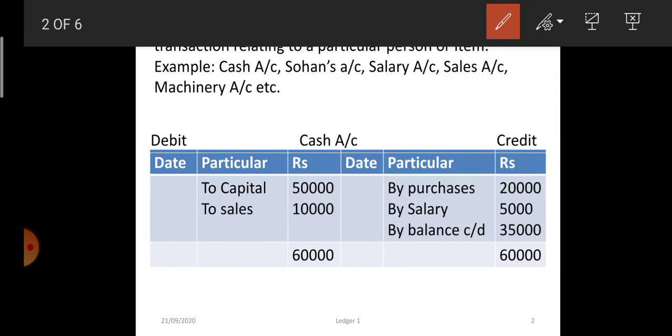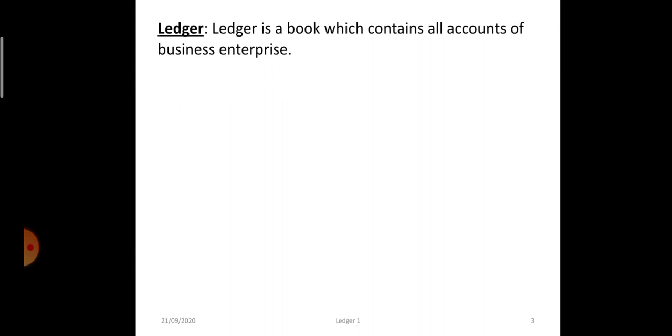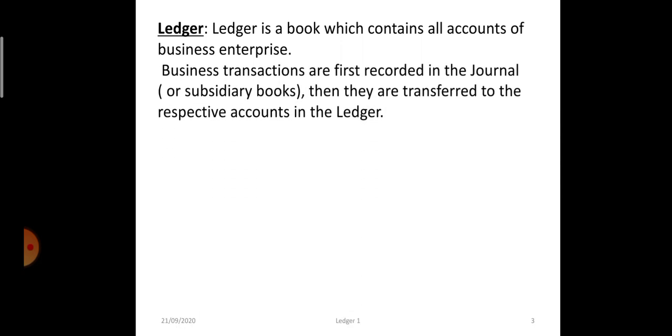Accounts are divided into two sides. Left side is called debit and the right side is known as credit. For every transaction where there are two or more aspects, one account will be prepared in the ledger. So ledger contains all the accounts of the business. We can define ledger as a book which contains all the accounts of a business enterprise.